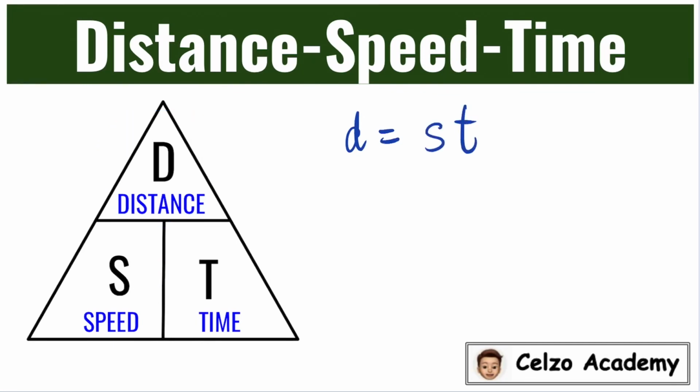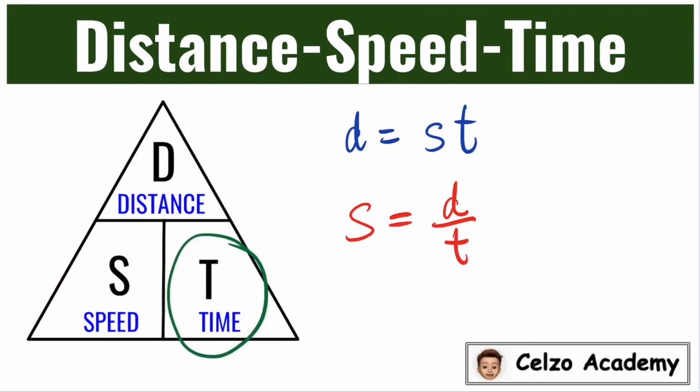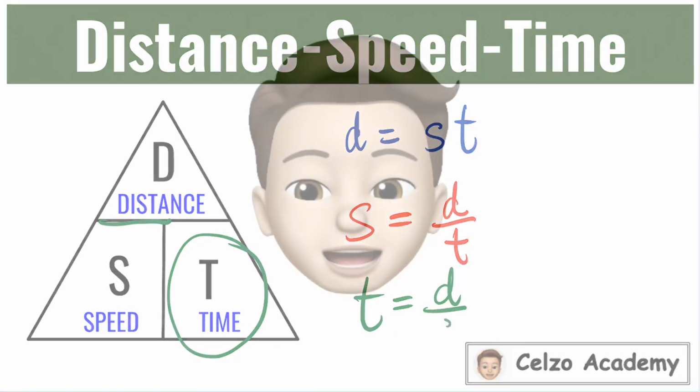What about if we're solving for the speed s? What will be the equation for s? To solve for the speed, we're simply dividing the distance by the time. So distance over time. And if we're solving for the time, we're simply dividing the distance by the speed, so d over s.